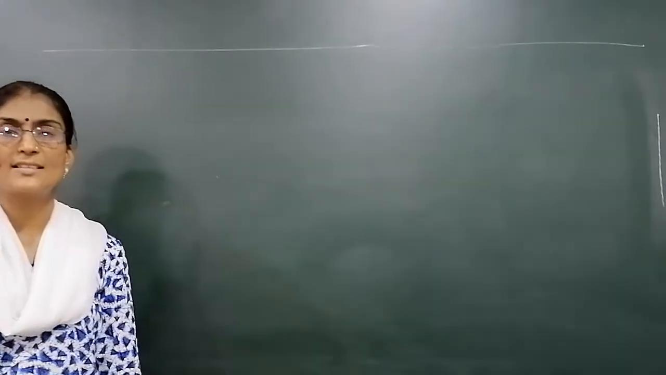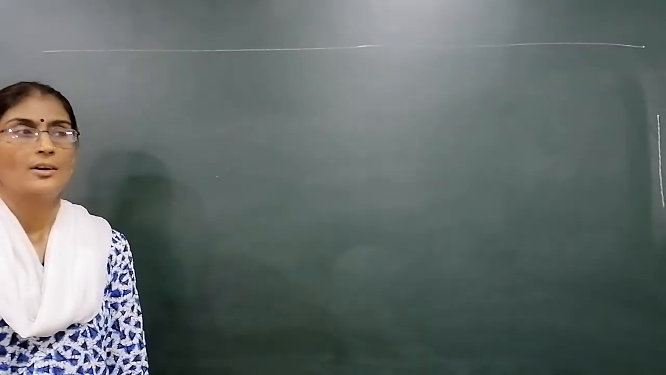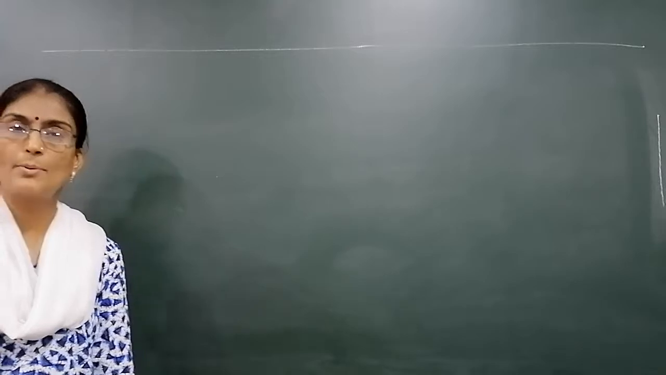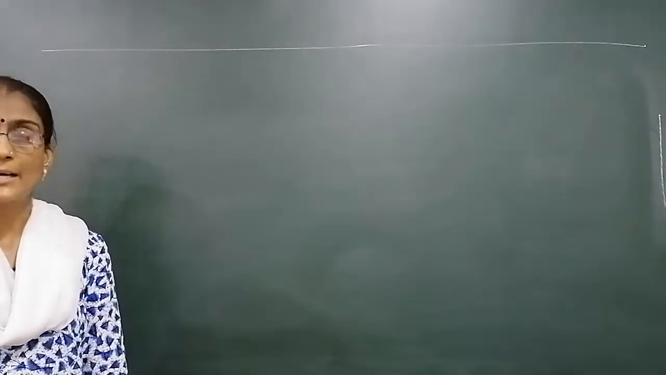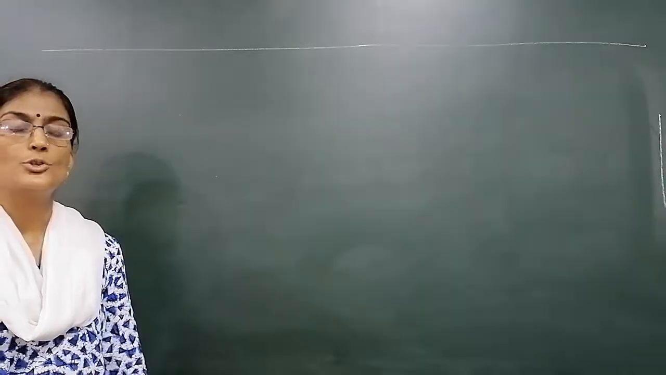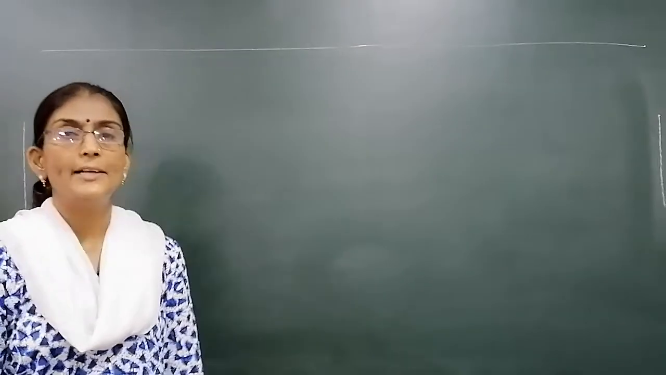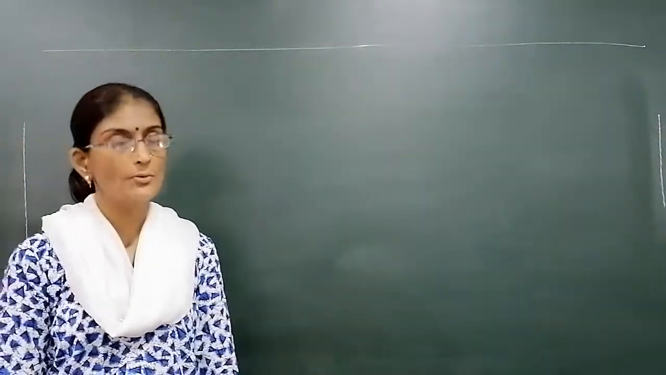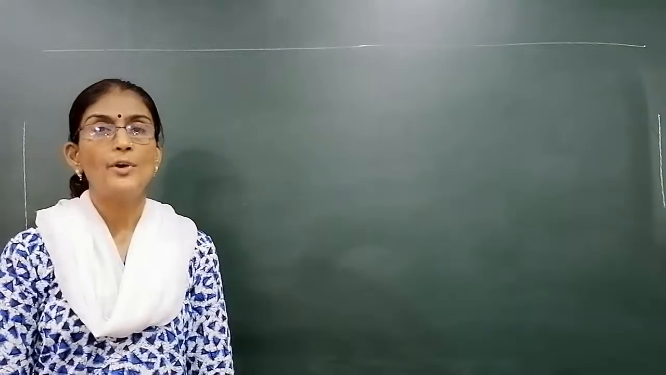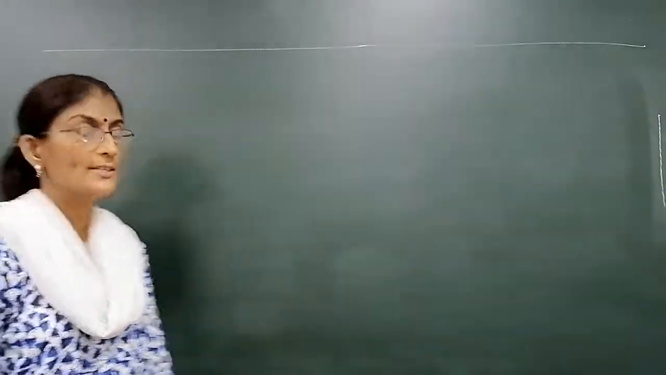Last class we had completed electrolysis. Faraday's law of electrolysis, first and second law, then modern law. Weight deposited is directly proportional to quantity of electricity passed, that is first law. And second law was when two or more cells are connected in series, then weight deposited is directly proportional to their equivalent weight. Now we have to study about products of electrolysis.